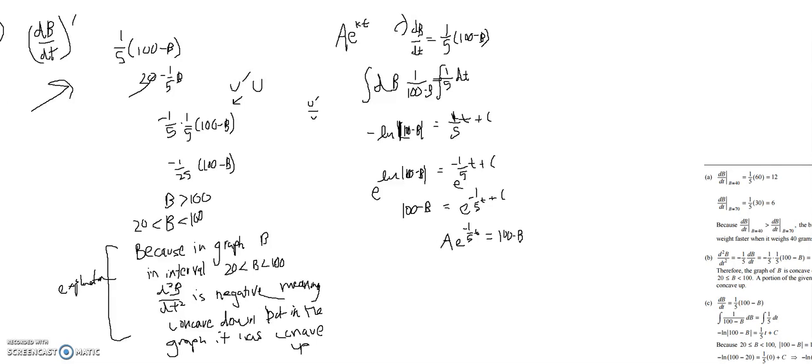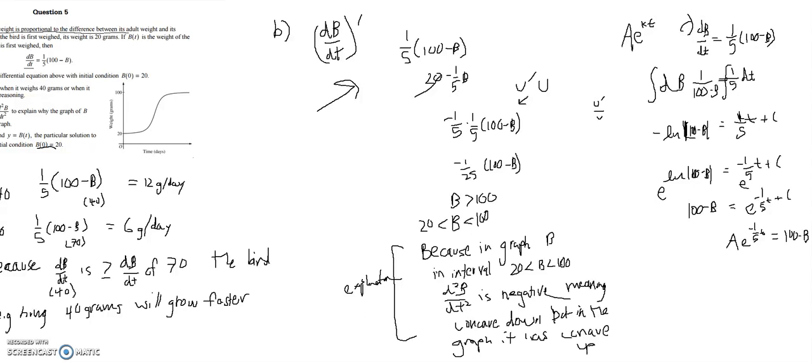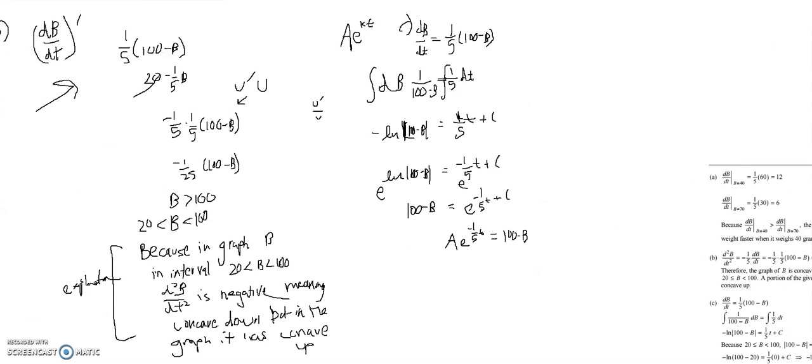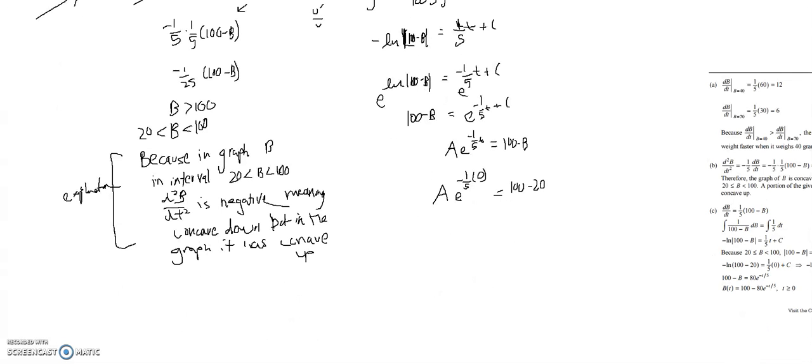So now we just use the initial condition B of 0 equals 20. So B of 0, so t corresponds to 0, so 0 times negative 1/5 of t, A equals 100 minus 20, since B of 0 is 20. So now this will become 1 because e to the 0 is 1, so A is equal to 80. So we found the constant.